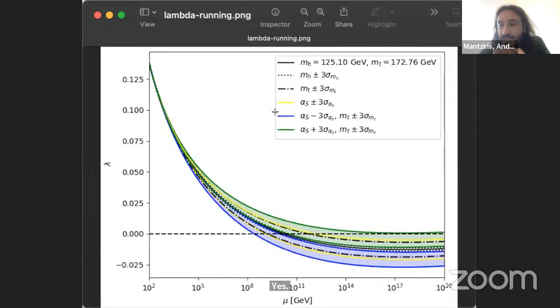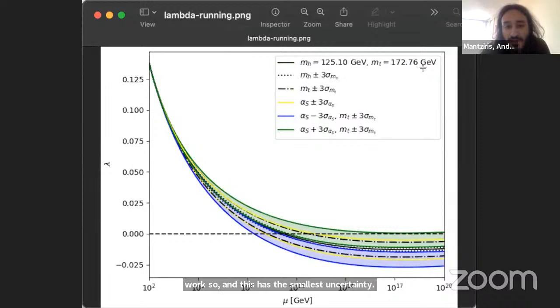I stress again, because that's the point that Georgios also made about the top quark. This is the direct mass measurement for the top quark, and this has the smallest uncertainty. Maybe this is wishful thinking, but anyway, the central black line is the central measurement. And at three loop, with the uncertainty in the top quark, which is the third, dotted line, lambda turns negative. When lambda turns negative, you still have metastability. It has to remain positive for you to not have metastability.